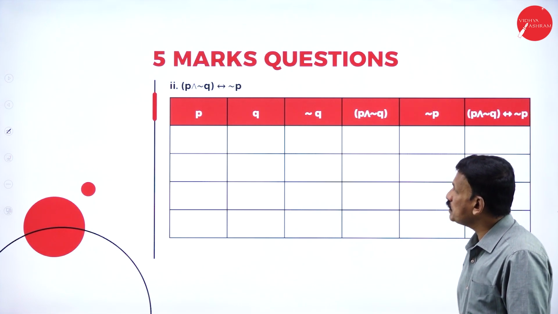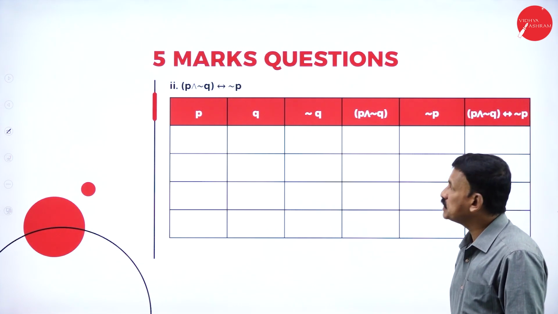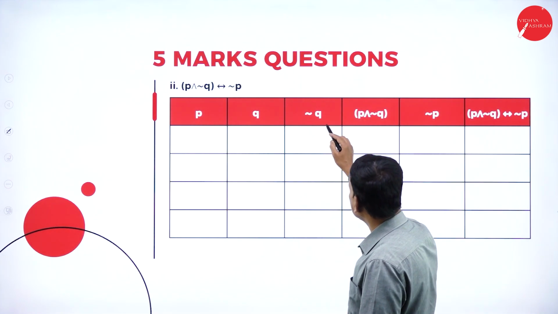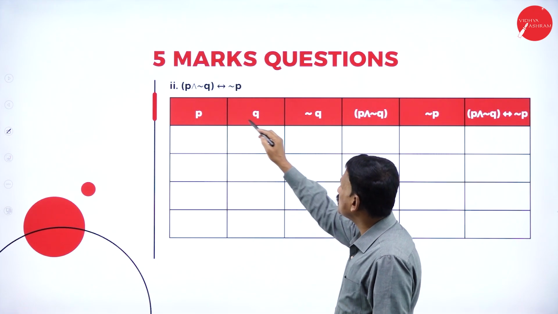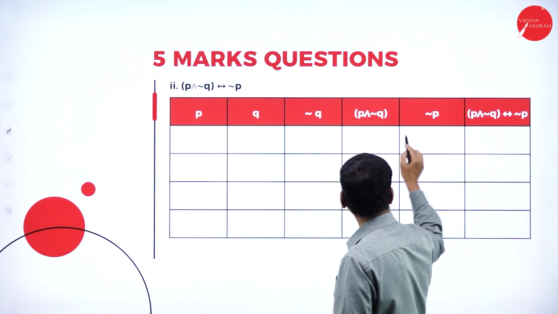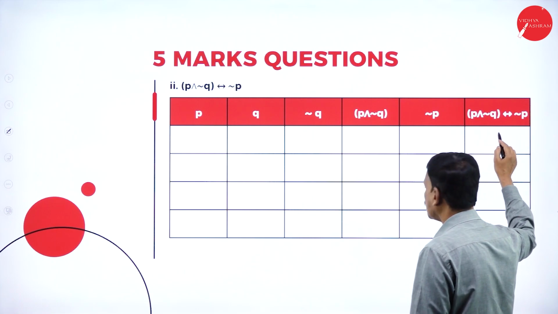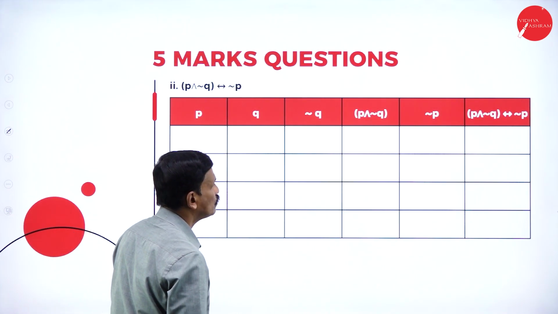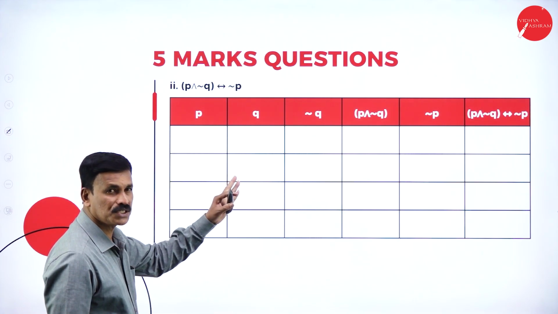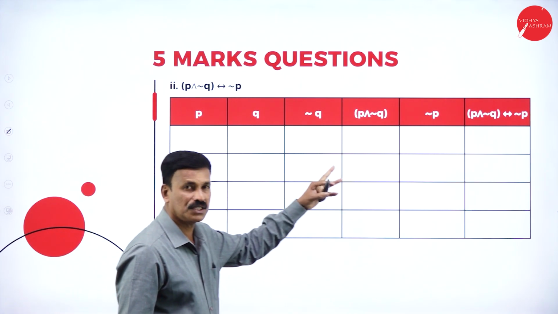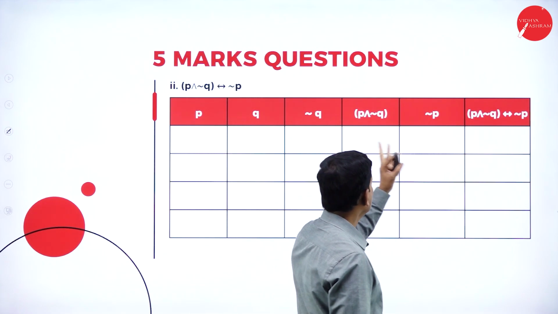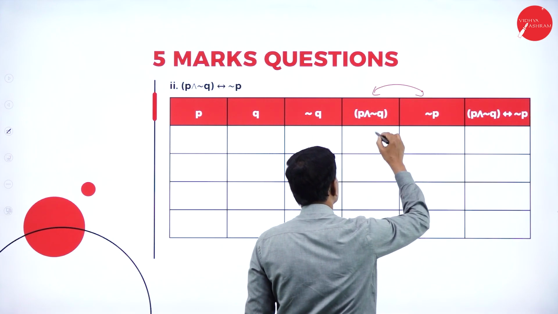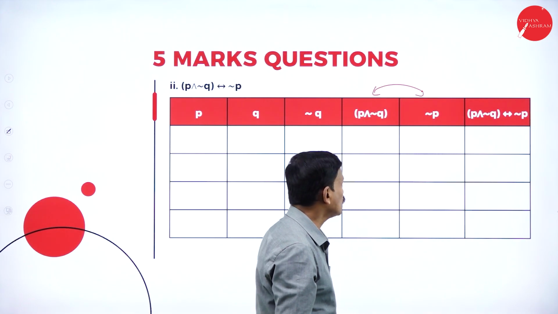Construct the truth table for (P ∧ ¬Q) ↔ ¬P. Split this. Write down P, Q, then negation of Q, then the first part P conjunction negation Q, then negation of P, and the biconditional for these two, that is P conjunction negation Q biconditional negation P.